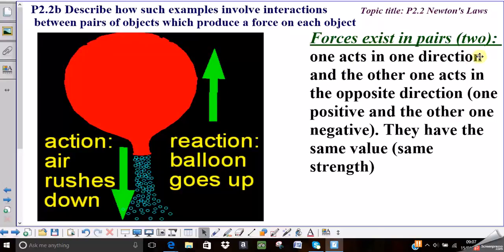So one acts in one direction and the other one acts in the opposite direction. One is positive, the one that goes upwards is positive, the other one that goes downwards is negative. They have the same value, so the same strength, so the same force is pushing the balloon upwards as it is pushing the air downwards. So for example, if let's say 5 newtons is pushing the balloon upwards, well, there will be 5 newtons pushing the air out of the balloon.